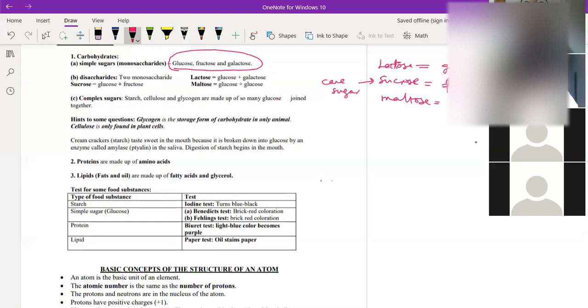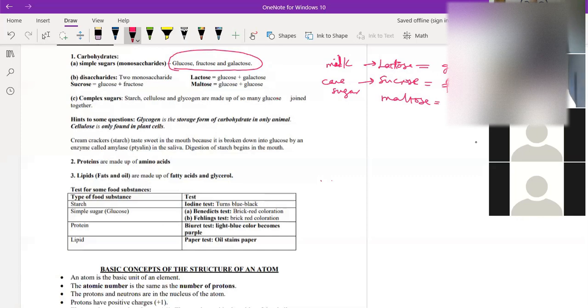Or what's the end product of digestion of milk? You know that milk contains lactose. You find lactose in milk. That's why people have lactose intolerance. So if the person drinks milk, you're going to end up breaking lactose down into glucose and galactose, right?